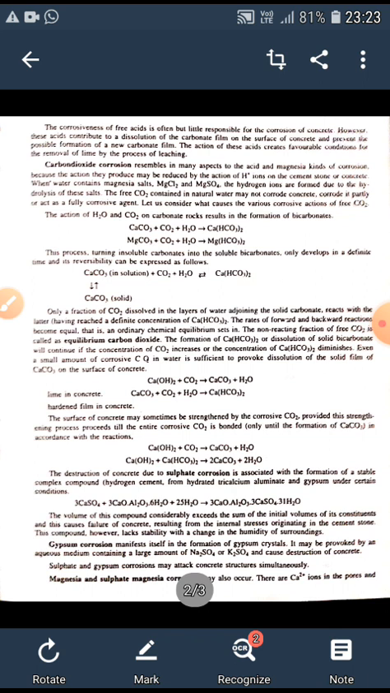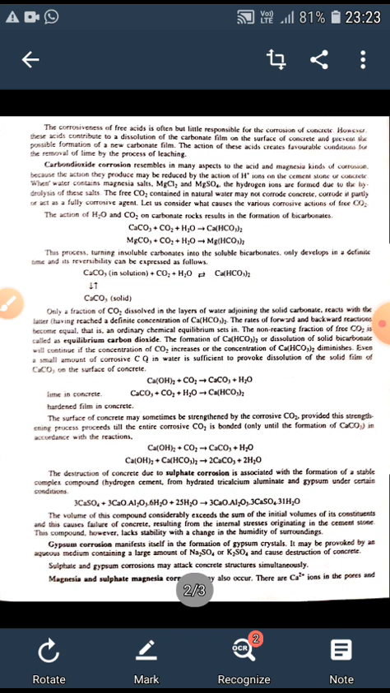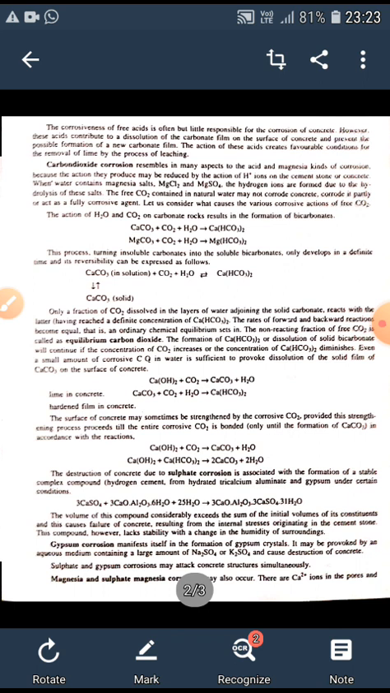Carbon dioxide corrosion resembles in many aspects the acid and magnesia kinds of corrosion, because the action they produce may be reduced to the action of hydrogen ions on the cement stone or concrete. When water contains magnesia salts such as magnesium chloride and magnesium sulfate, the hydrogen ions are formed due to the hydrolysis of these salts. The free carbon dioxide contained in natural water may not corrode concrete, or it may corrode it partly, or it may also act as a fully corrosive agent.